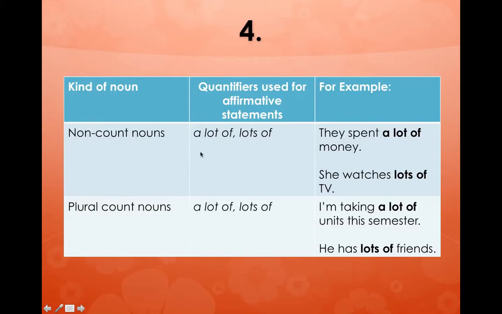With non-count nouns, a lot of or lots of. They spend a lot of money. She watches lots of TV. A lot of and lots of mean the same thing. This is a little bit more informal. Plural count nouns, same thing happens, a lot of or lots of. I'm taking a lot of units this semester. He has lots of friends. They mean the same thing. This is more informal.